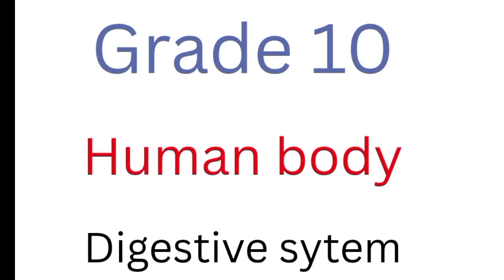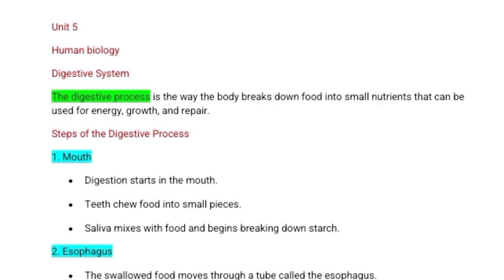Unit 5, Human Biology, Digestive System. The digestive process is the way the body breaks down food into small nutrients that can be used for energy, growth, and repair. Steps of the digestive process.